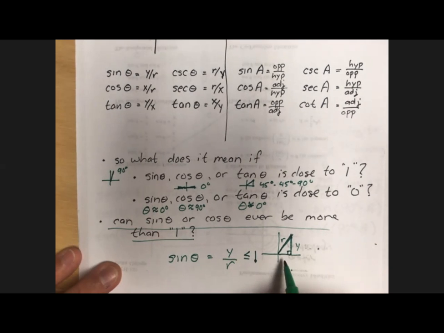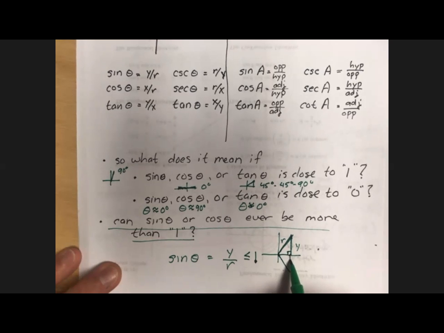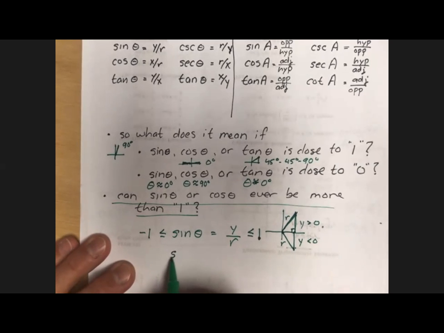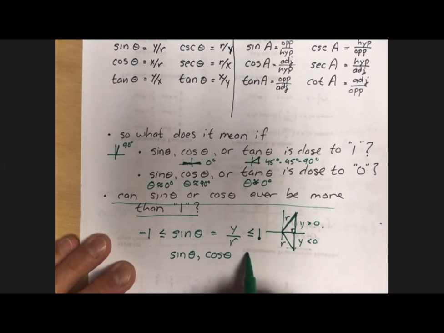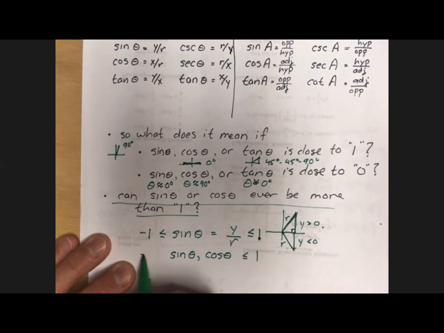Even if the sine was a negative number, maybe down here in the fourth quadrant, so this y right here is a negative number. Here's a positive number. R is always positive, and R is always bigger. In that case, then the sine of theta would have to be more than -1. So this is a famous thing that you ought to pay attention to. The sine and the cosine of any angle is always between -1 and 1.